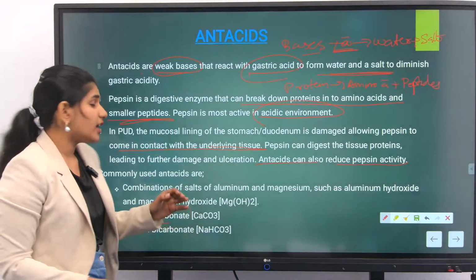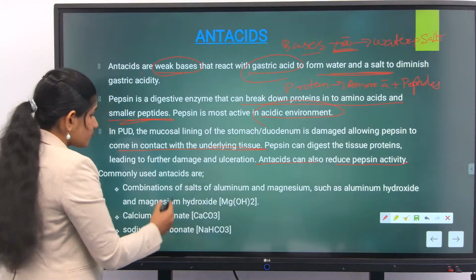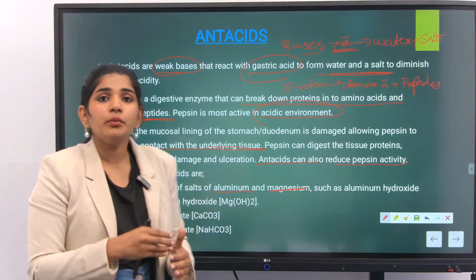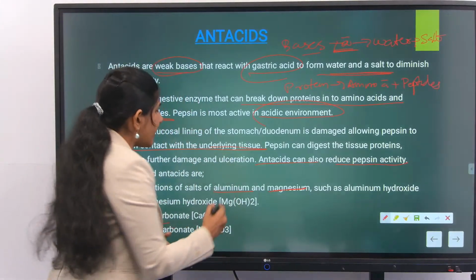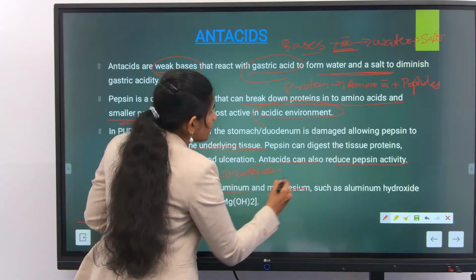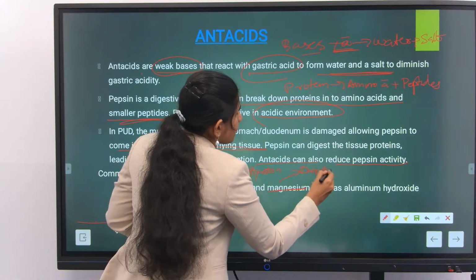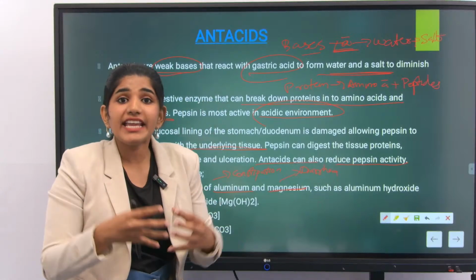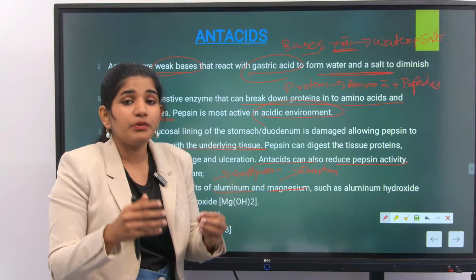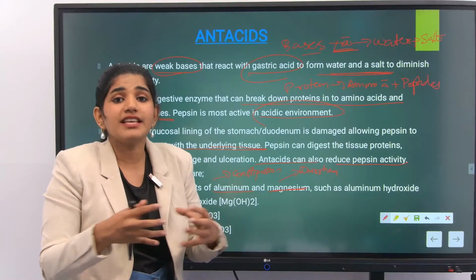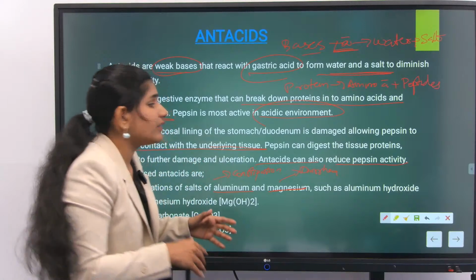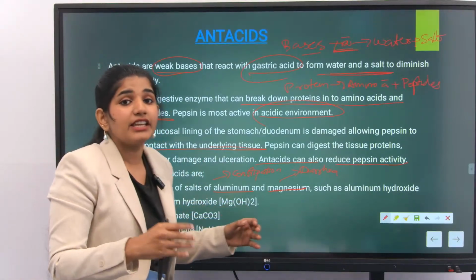Which are the commonly used antacids here? A combination of salts of aluminium and magnesium. So why are we giving aluminium and magnesium as a combination? Yes, aluminium causes constipation and magnesium causes diarrhea. So, in order to offset each other's effects, we give aluminium and magnesium as a combination to prevent this constipation and this diarrhea. In ulcer conditions, we can give it as a combination.